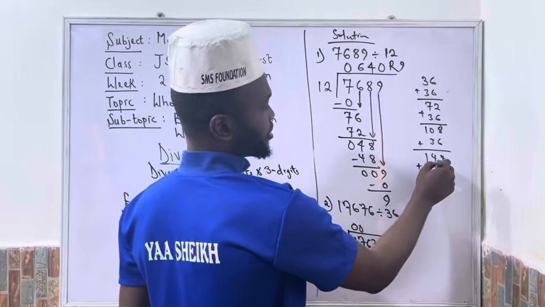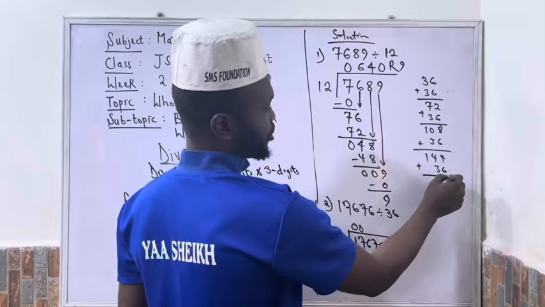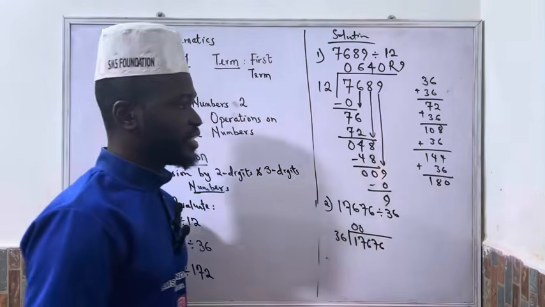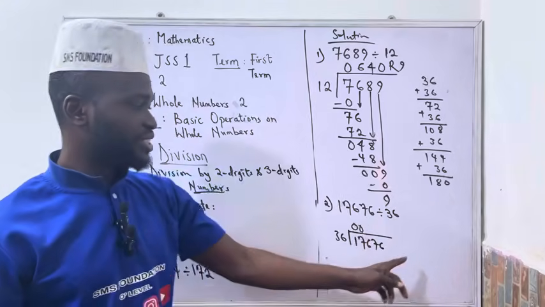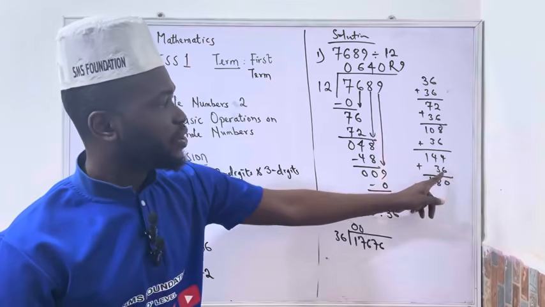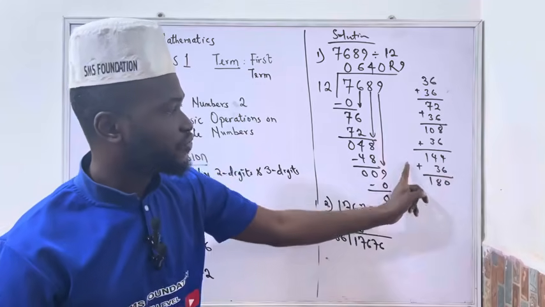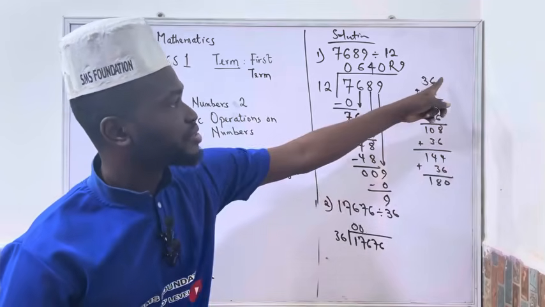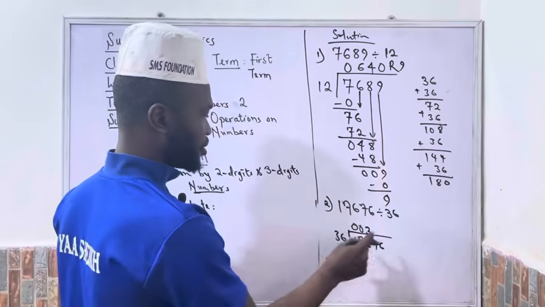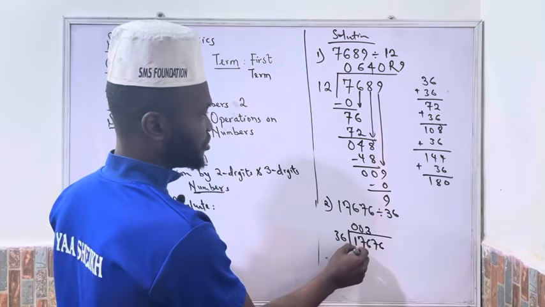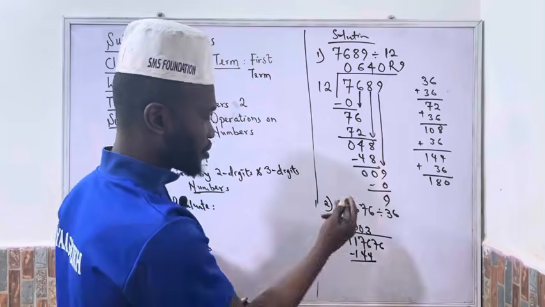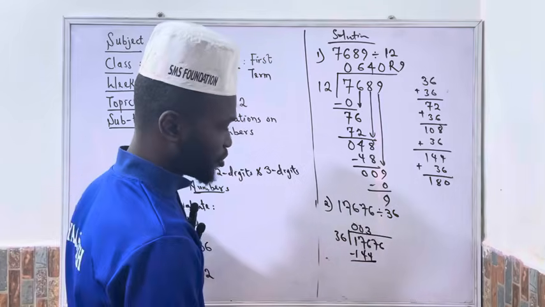Add another 36. This is 180, which is already bigger than 176. So that means I can only go 3 times. I don't need this 4th time. So 3 times, 1, 2, 3. So I'll put 3. So 36 times 3, that will give me 144. So let us subtract 144 from 176.